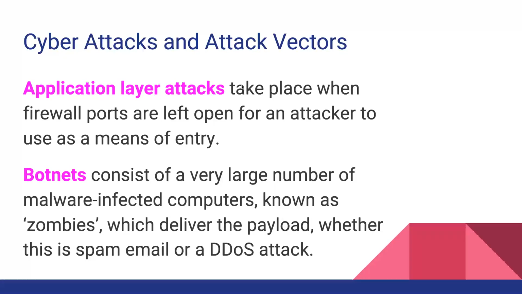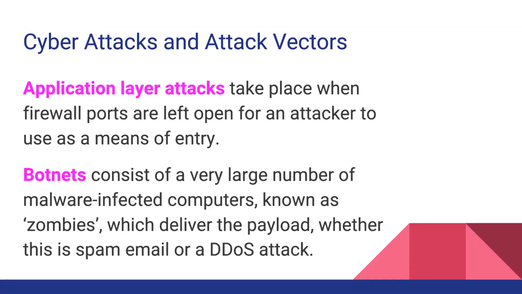Okay, other attack vectors are application layer attacks. It takes place when firewall ports are left open for an attacker to use as a means of entry. I think in lesson one, I showed you the inbound and outbound rules for a firewall. If you leave that open to everyone, anyone can just access it. Botnet, we've used this term over and over again, so we can move on.